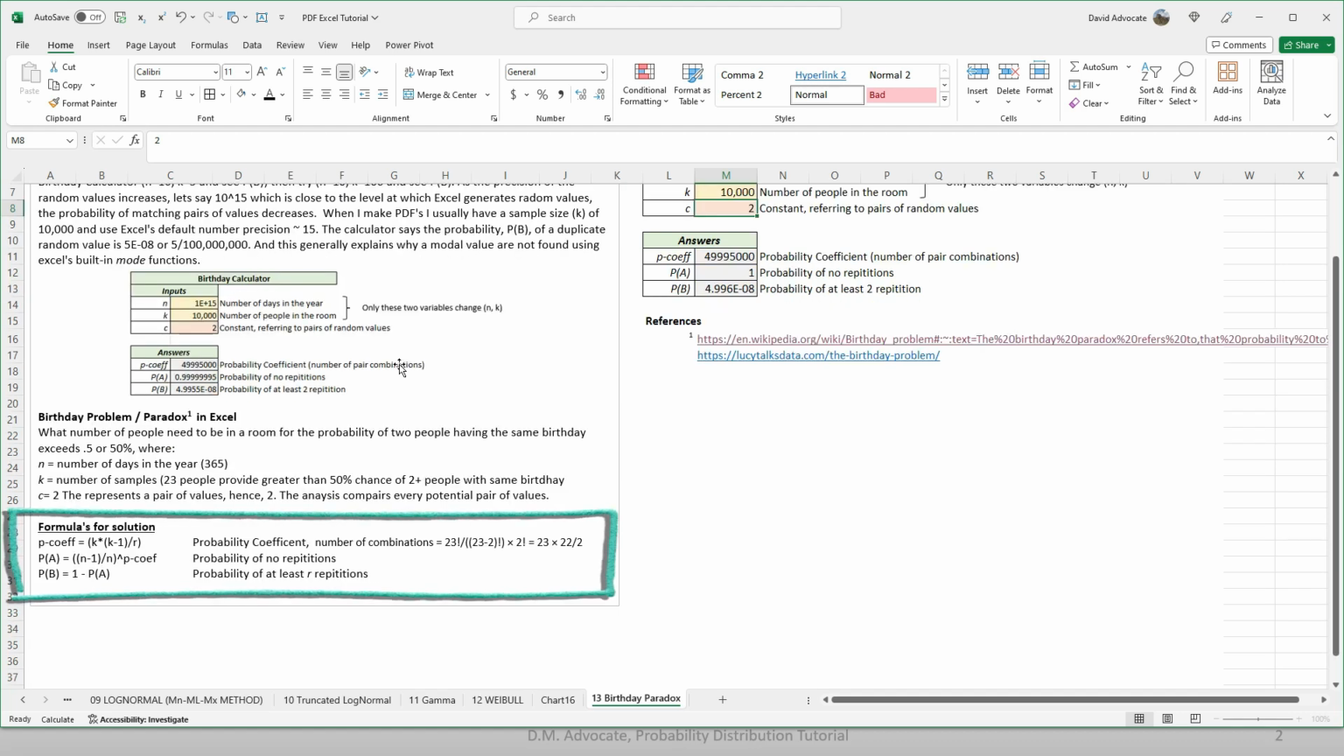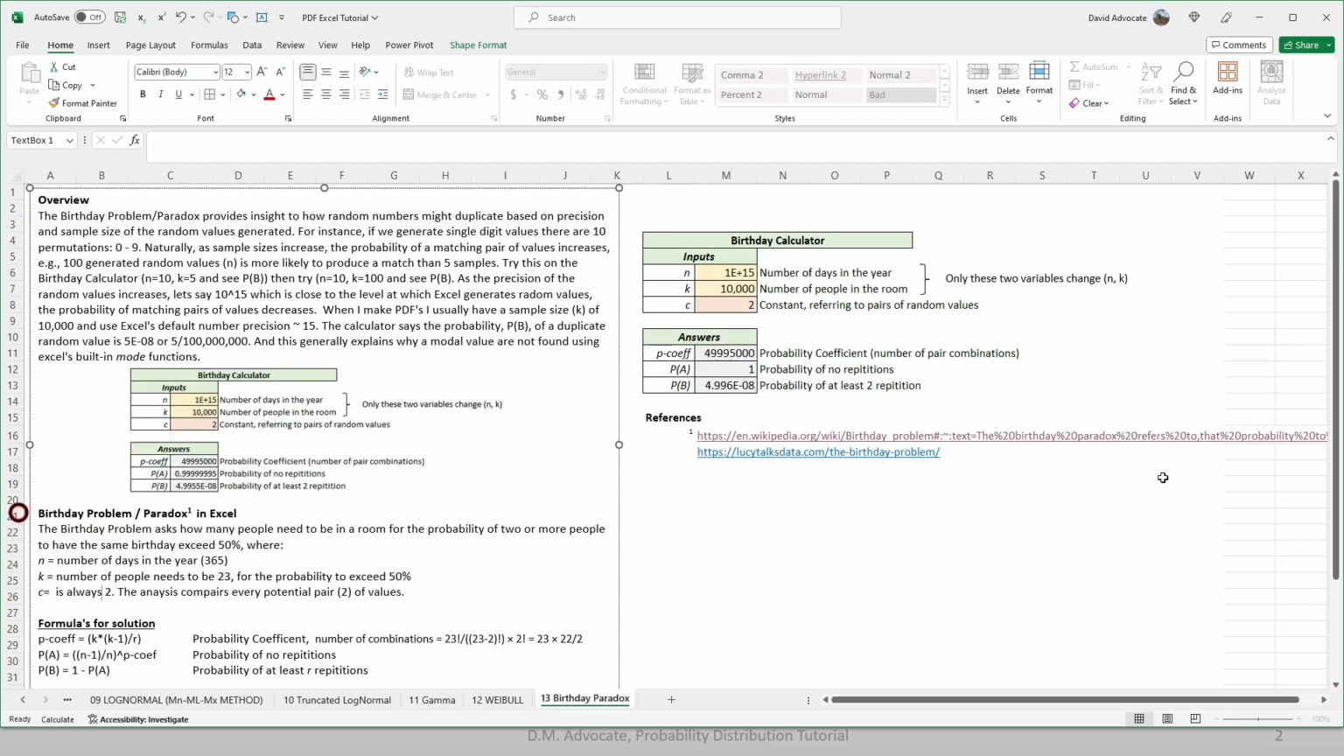So the formulas used in this exercise arise from the birthday problem. The birthday problem asks how many people need to be in a room for the probability of 2 or more people to have the same birthday to exceed 50%, where n equals the number of days in the year, and k is the number of people that need to be in the room, or 23 people, for the probability to exceed 50%. C in the formula is always 2. This analysis compares every potential pair of values.